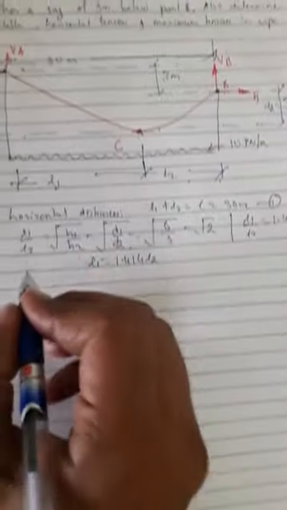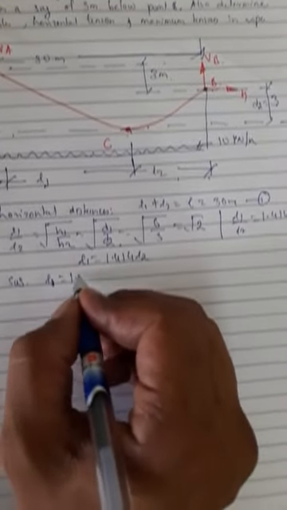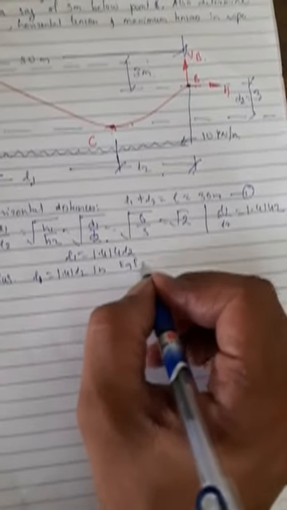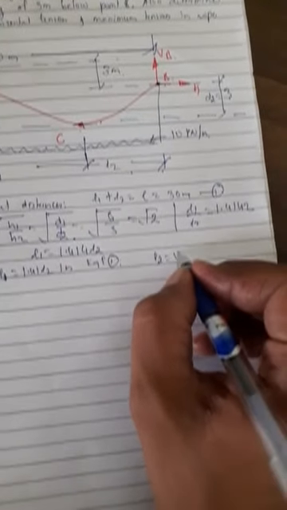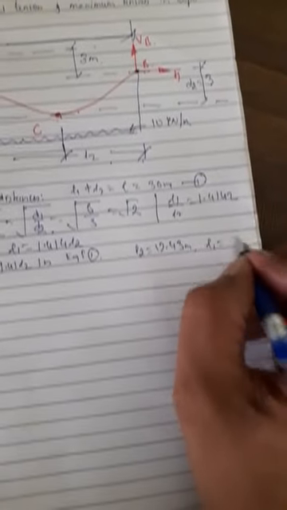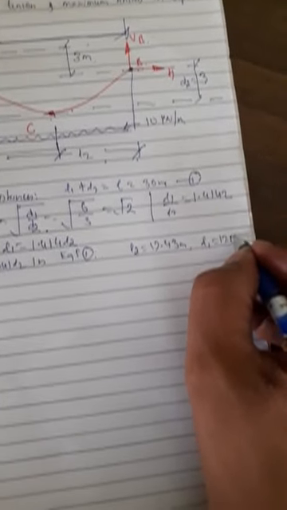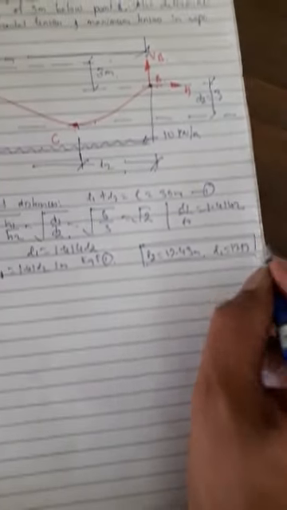So substitute these values in equation 1. Substituting L1 is equal to 1.41 L2 in equation 1, we get L2 is equal to 12.43 meters and L1 is equal to 17.57 meters. These are the horizontal distances.